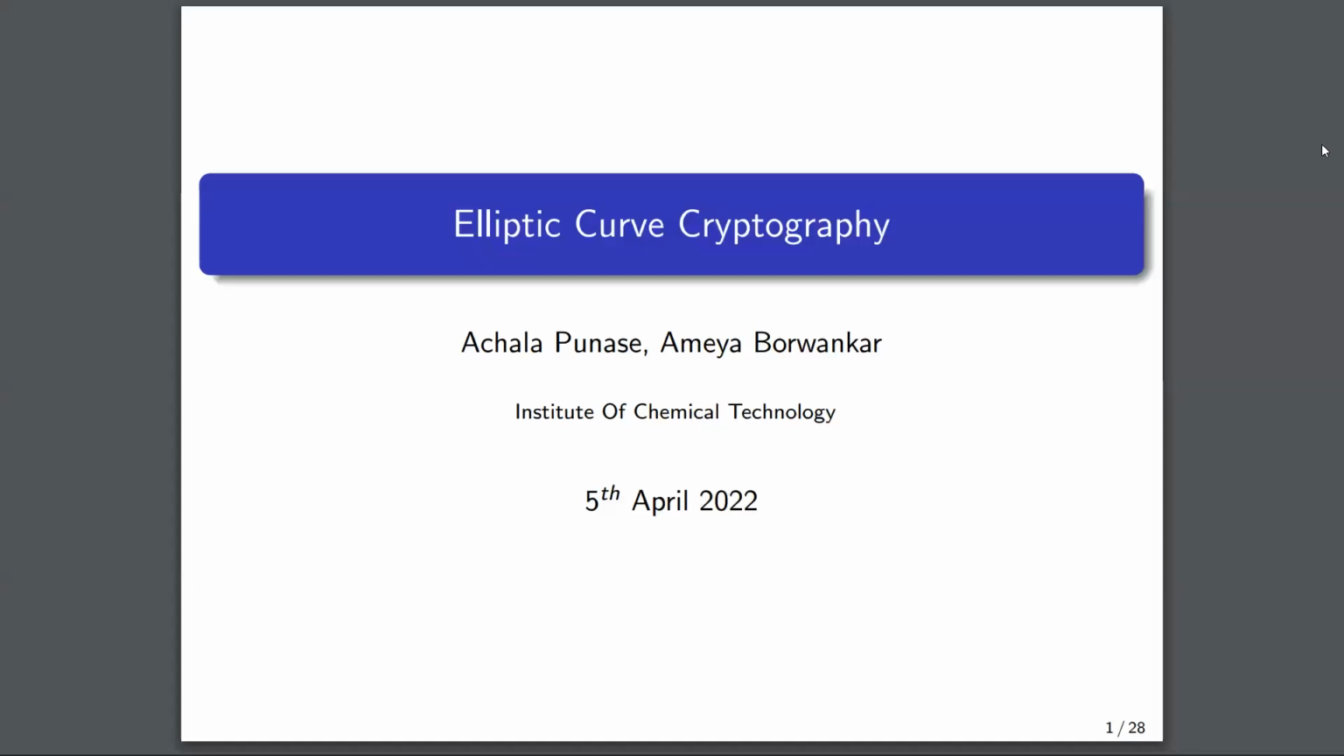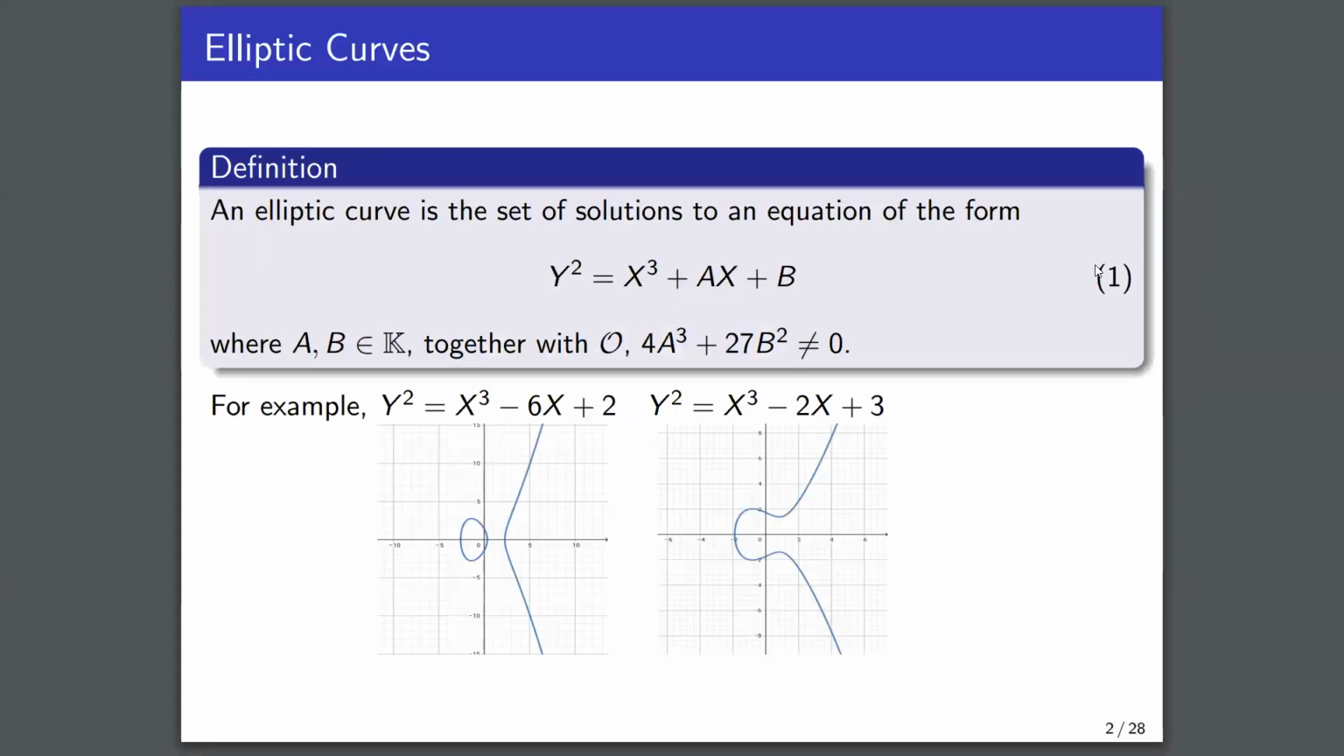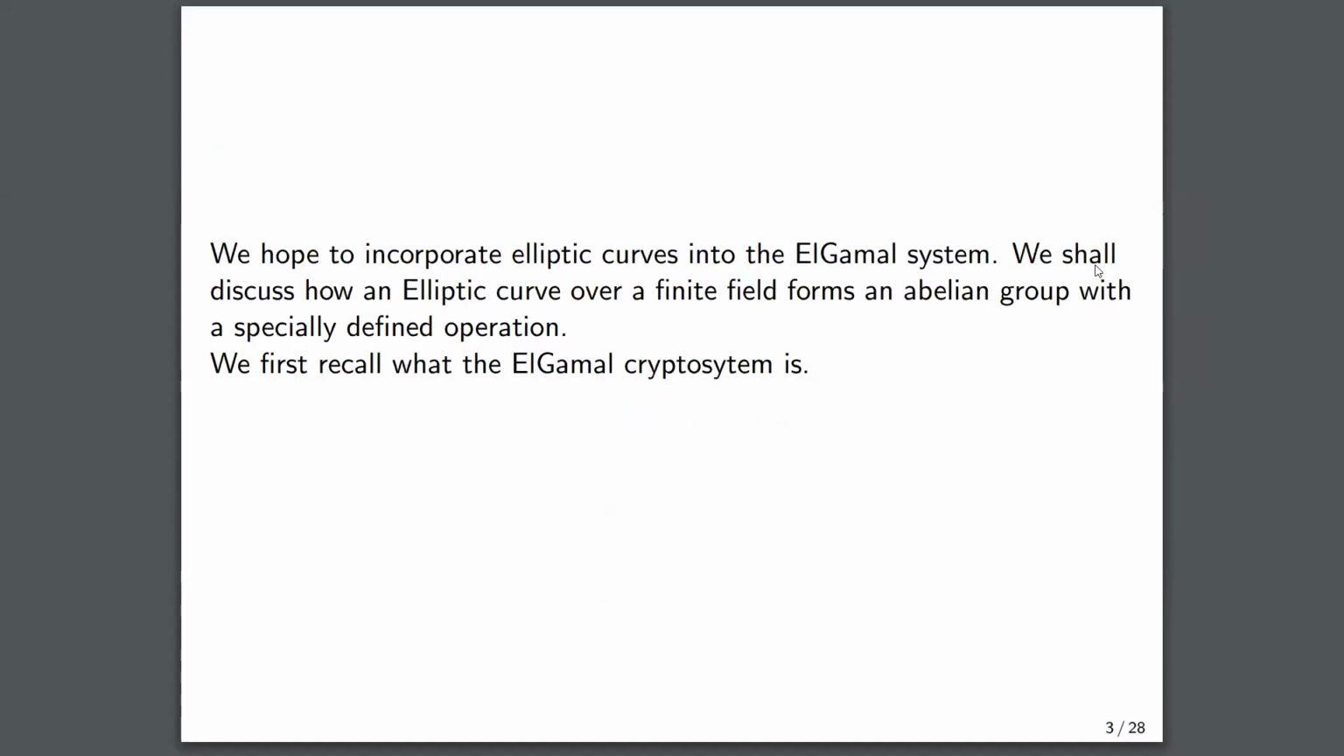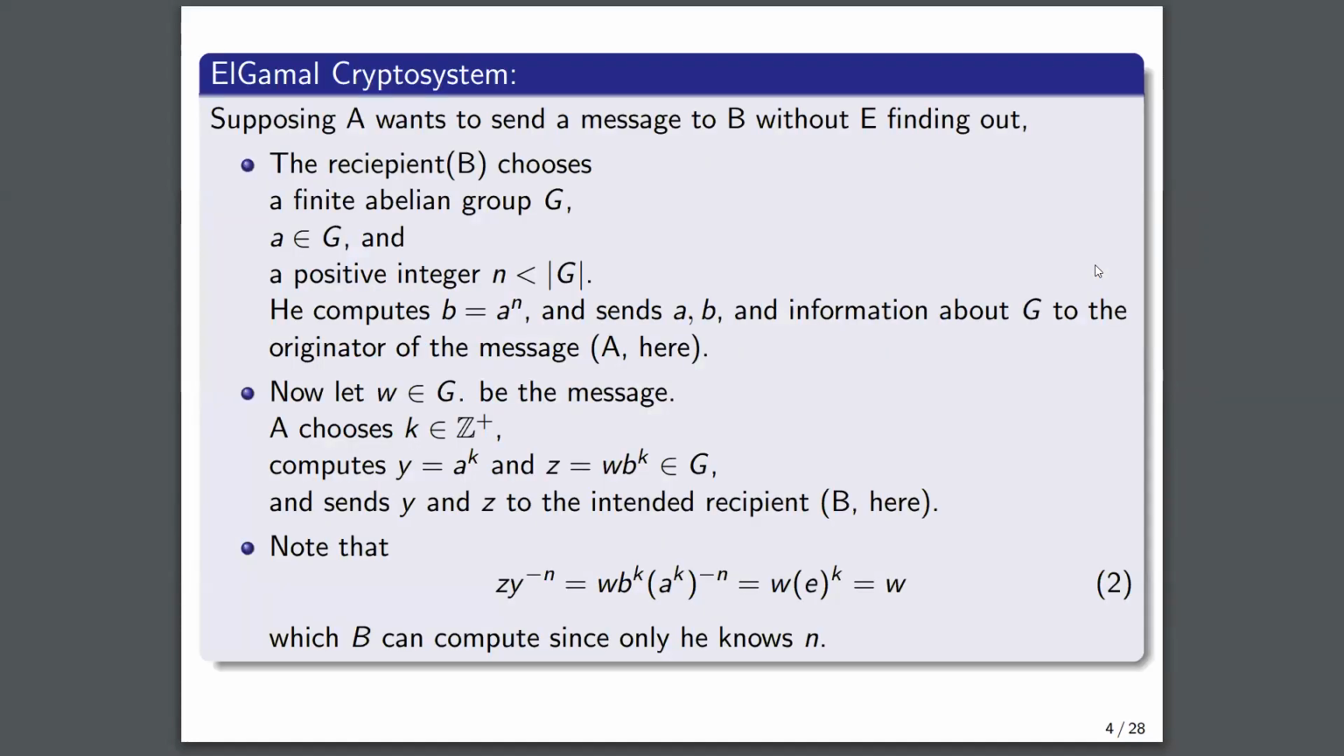Yeah, go ahead. So last time Achala started with elliptic curve cryptography, so let us quickly revise that. Basically, we want to use elliptic curves in the ElGamal system. For the ElGamal system, we need a group G, and then we take a, and there is some secret key n, and we compute a and b. This is sent by the recipient Bob. Then Alice chooses some integer k and wants to send the message w. She sends y and z, and then we can compute w the following way.